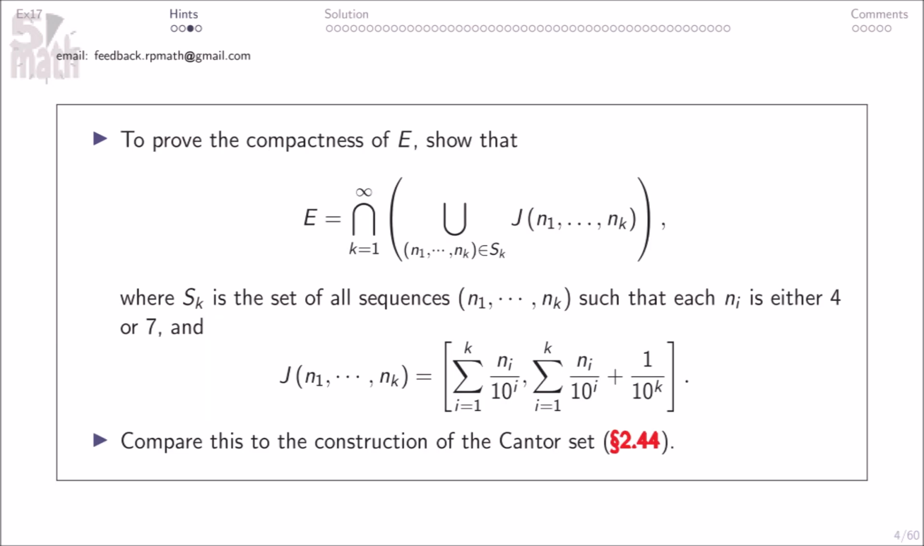To prove the compactness of E, show that E equals this, where S_k is the set of all sequences here, such that each n_i is either 4 or 7, and j of this equals this. Compare this to the construction of the Cantor set, section 244.